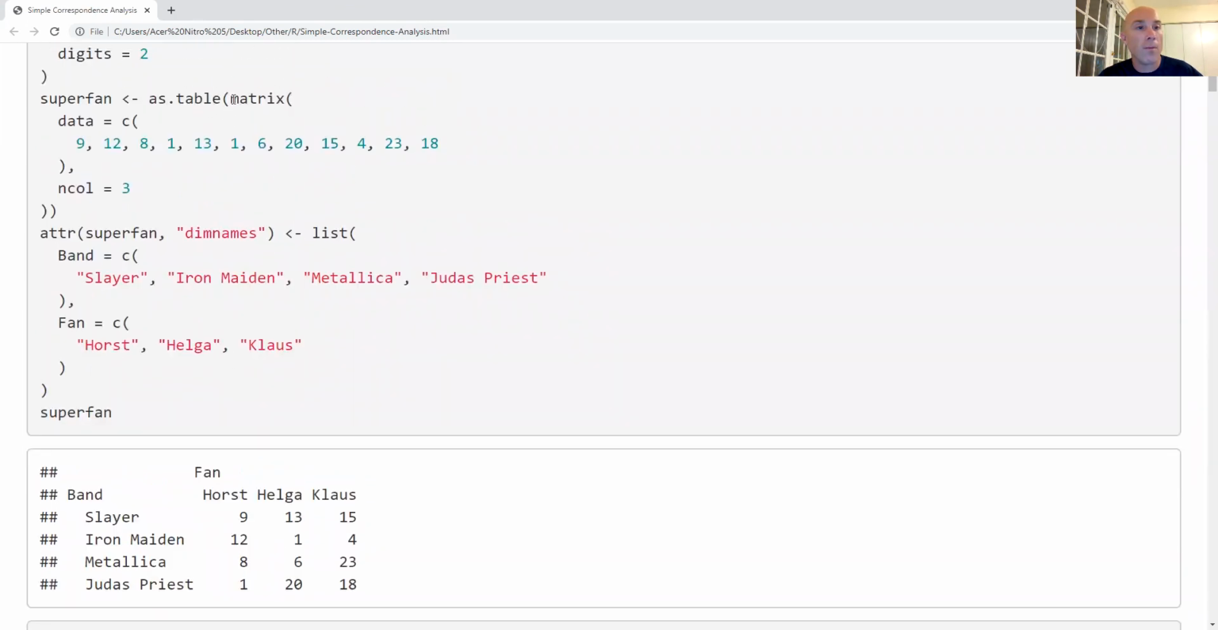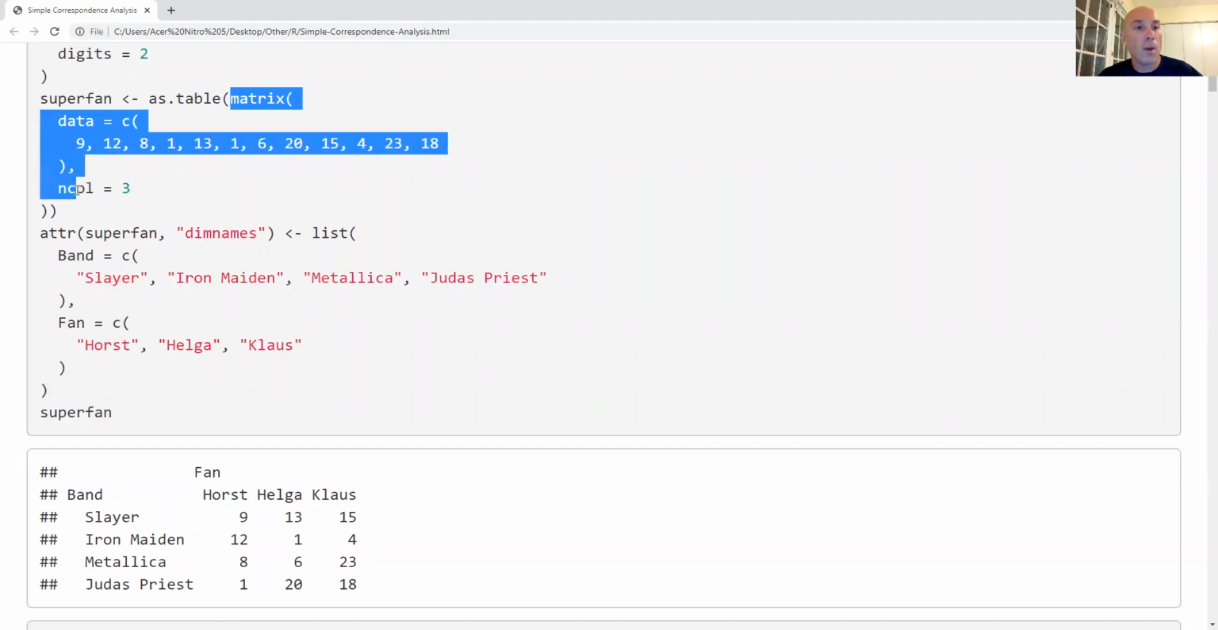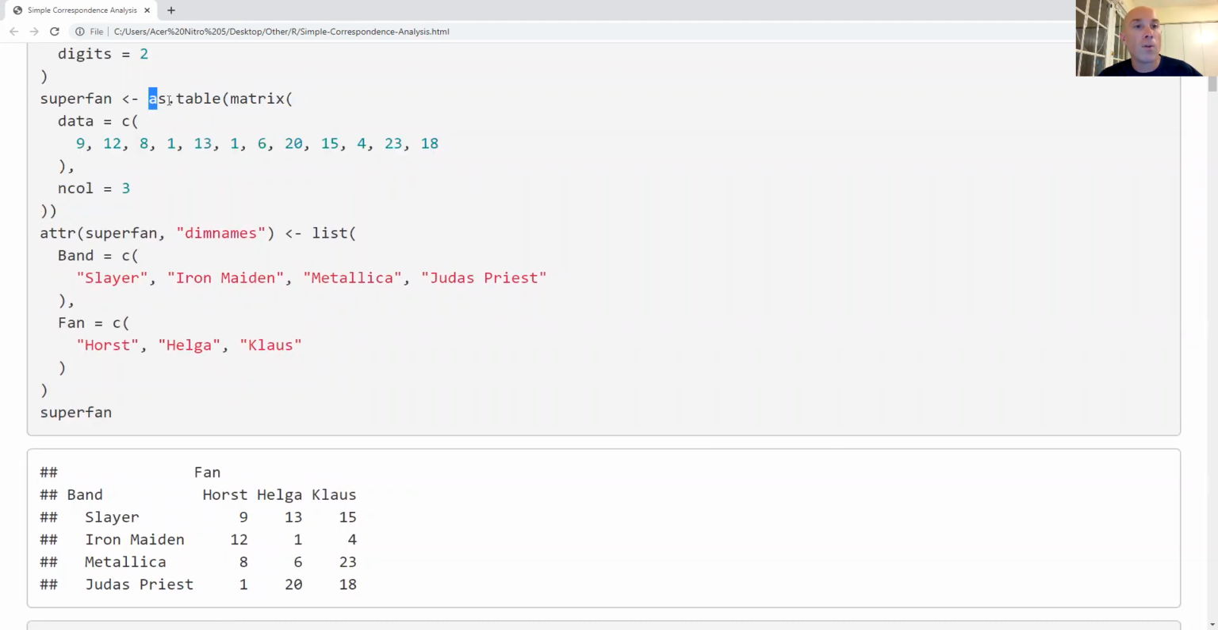And so you'll notice that I have a matrix storing the data, and then I convert the matrix to a table, because tables are how chi-square tests like to proceed. Okay, so I've got my information here. And so we can see, like Slayer had 9, 13, and 15. And then Iron Maiden had 12, 1, 4. Metallica 8, 6, 23. And Judas Priest 1, 20, 18. Okay. And we can also see the numbers for each of the fans.